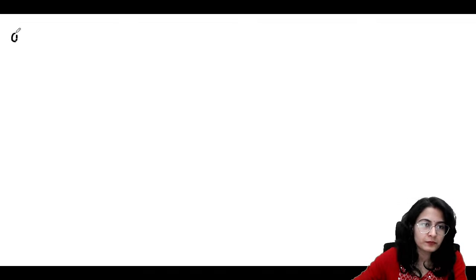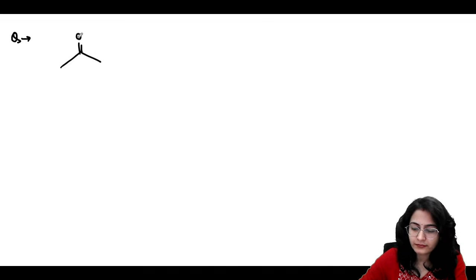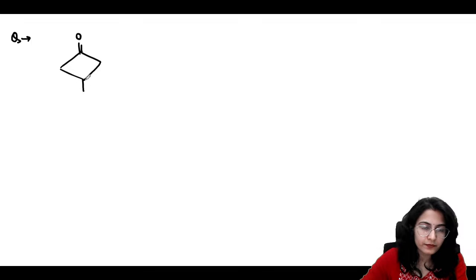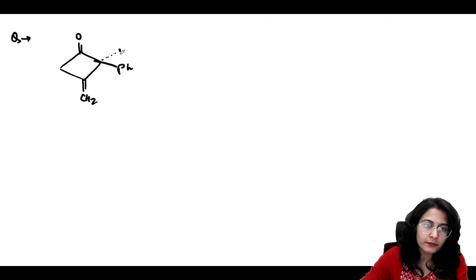When, let's say, I am adding a polar solvent, look, this is the molecule. Yes, exactly. Trans is more stable, Shubhadeep. That's why it is major. Okay, let's go. Here is the second molecule.